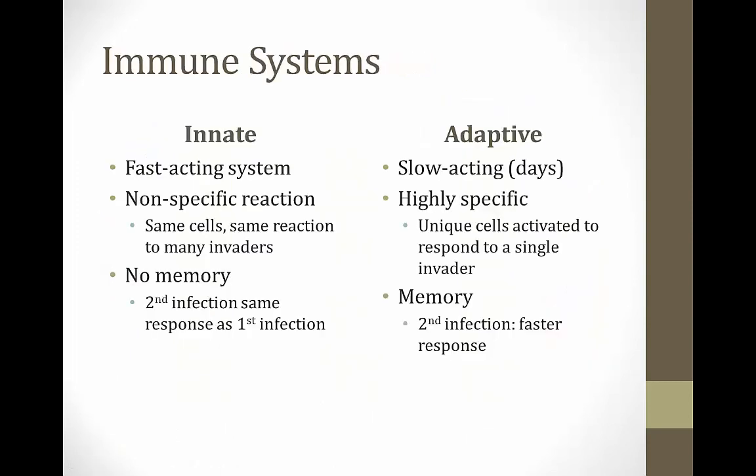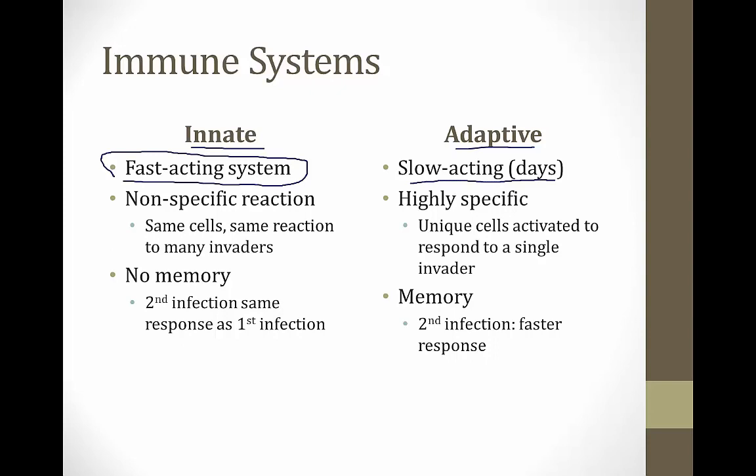So on this slide, I've summarized some of the key differences between the innate and the adaptive immune systems. The innate immune system is a fast-acting system. It is standing by, ready to attack any pathogen immediately if it gets beyond the skin and the mucous membranes. In contrast, the adaptive system is slow. It takes a few days to mount its response, but as I said before, once it does, it's a much more powerful response than what you get from the innate immune system.